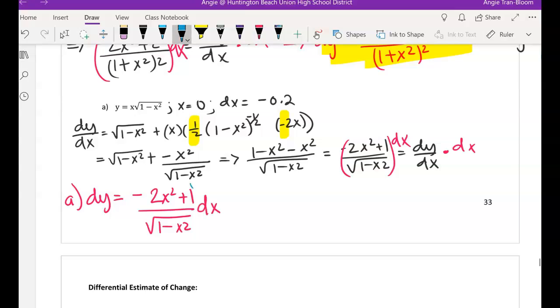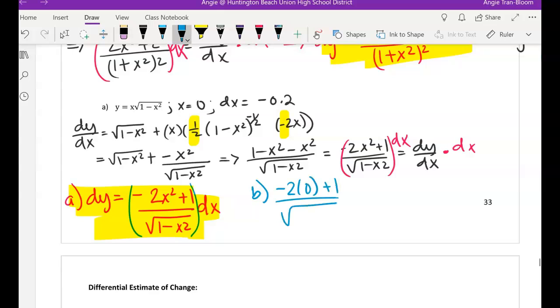If you feel more comfortable, you can put parentheses around the whole chunk. Either one, it's going to be just fine. We have one answer. Now we just have to plug in our values and find out what dy actually is when x is 0. So B, when x is 0, negative 2 times 0 plus 1 all over the square root of 1 minus 0, which is 1, times negative 0.2.